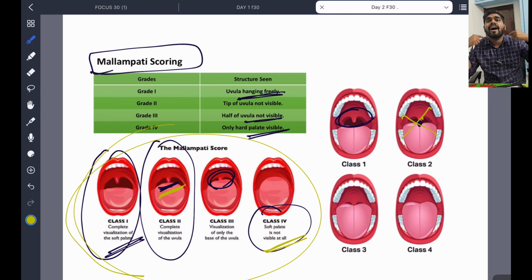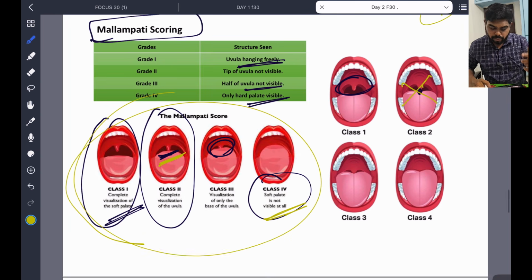Soft palate is not there. Only hard palate is seen. Grade 4, very important, and is a very important score for anesthesia, especially in the intubation procedure. Mallampati scoring is a 7-star question. Okay. Now we'll go to the next topic.